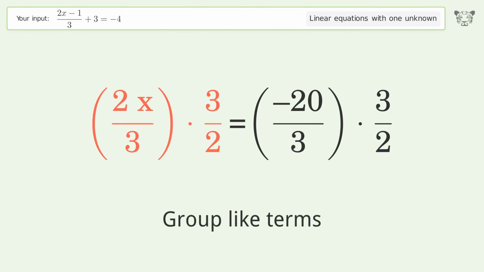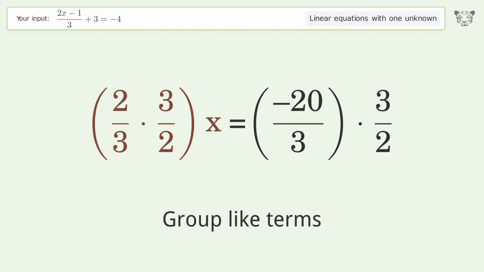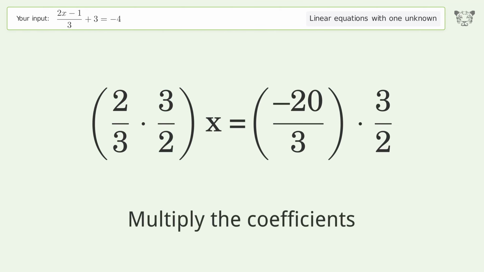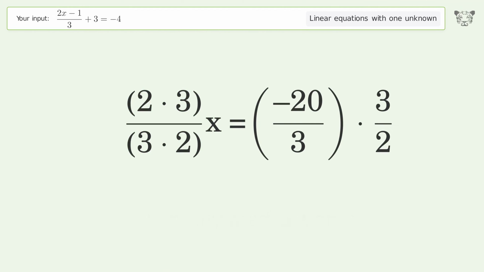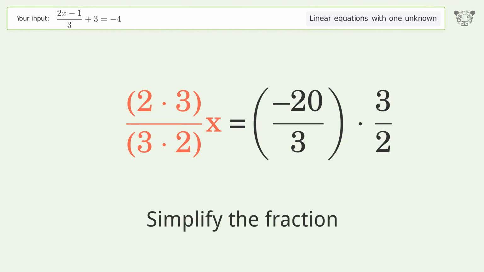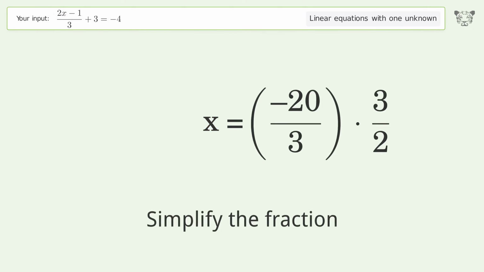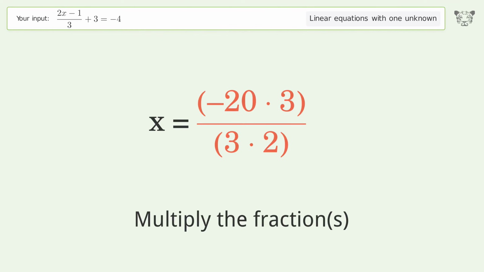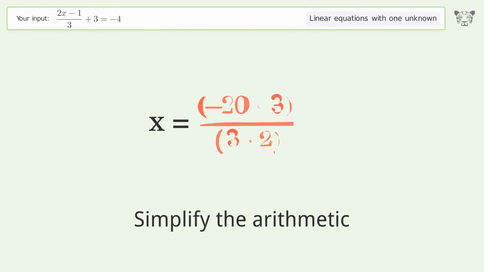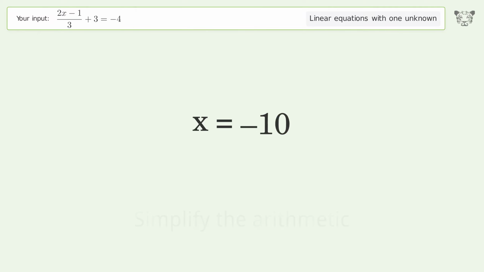Group like terms. Multiply the coefficients. Simplify the fraction. Multiply the fractions. Simplify the arithmetic. And so the final result is x equals -10.